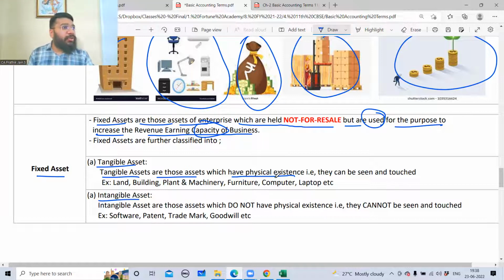Anything that I can touch, if an asset I can touch, it's a tangible. Tangible means something which is touchable. Tangible assets are those assets which have physical existence. That is, they can be seen. You can see it, you can touch it.